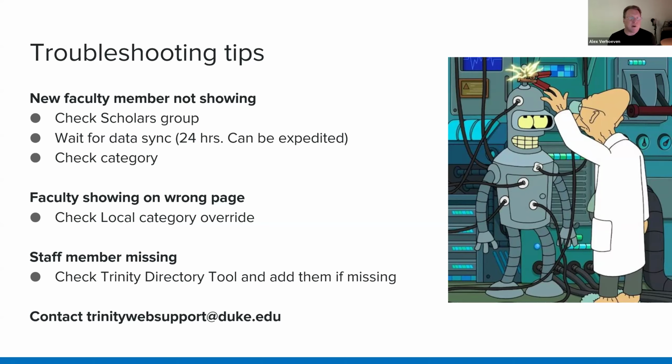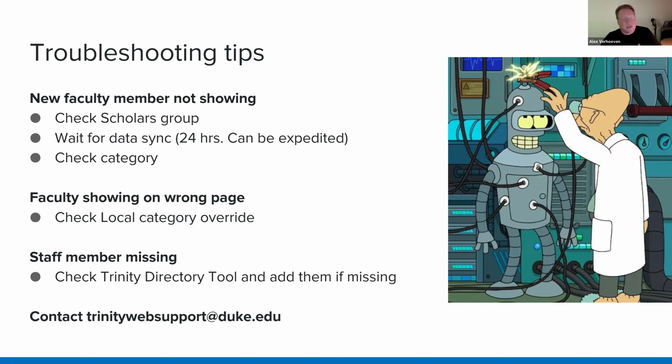Another reason that a faculty member might not be showing up is, again, if you're doing custom categorization on your website, such as professors, assistant professors, associate professors, you would need to make sure that the profile that was imported has been tagged with that correct category. And as far as the local category override, that is also a thing to look at if someone is displaying on the wrong page.